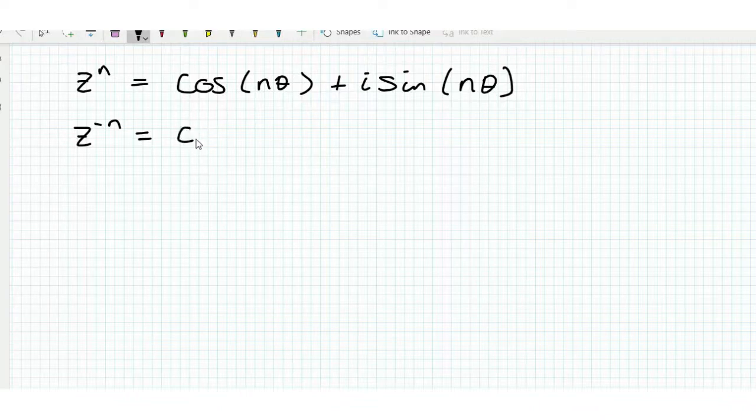So that means that this is still just cos n theta, okay, because cos minus n theta is equal to cos n theta, and sin theta is odd, which means that sin minus n theta is equal to minus sin n theta. Okay, if you just think about the graphs, this will make sense.